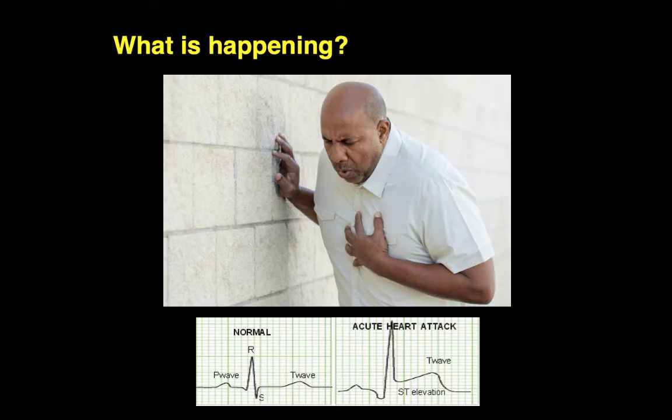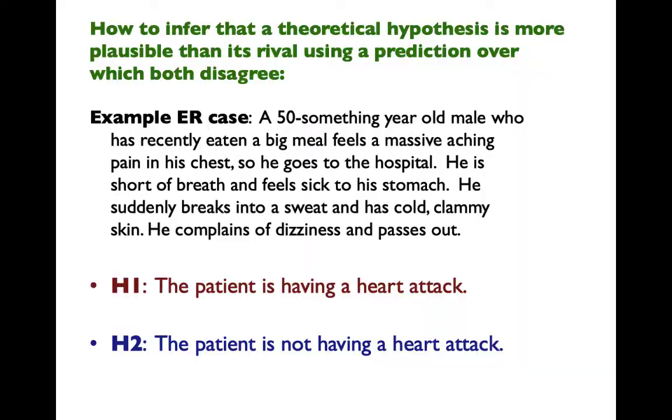What is happening in this image? Looks like a heart attack. Man is clutching his chest. Here is how we infer that a theoretical hypothesis is more plausible than its rival using a prediction over which both disagree.